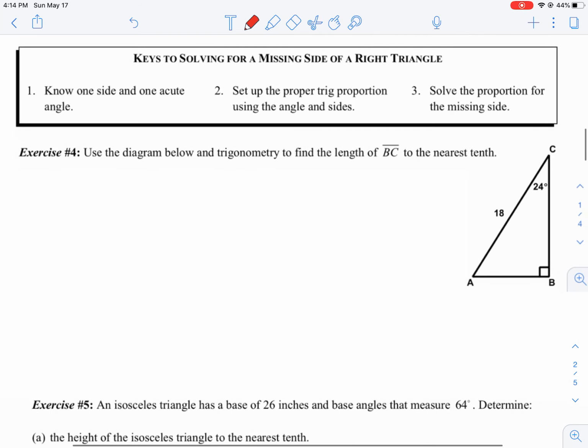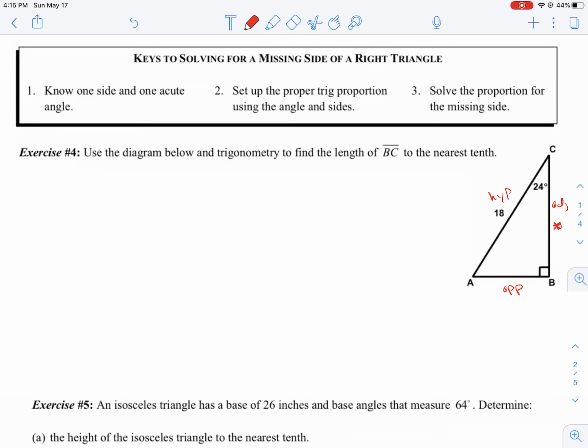Exercise 4 kind of gives you some keys to solving for the missing side of a right triangle. So it says know one side and one acute angle, set up a proper trig proportion, and solve the proportion for the missing side. So using the diagram below, in trigonometry, find the length of BC to the nearest tenth. BC is this one right here. So that's our adjacent side. This is our hypotenuse, and this is our opposite side.